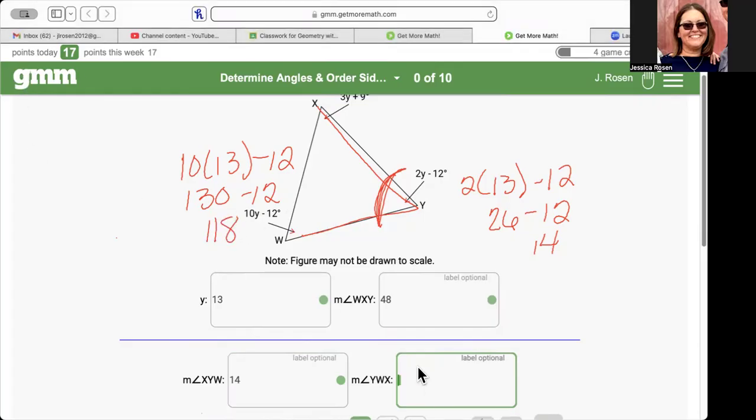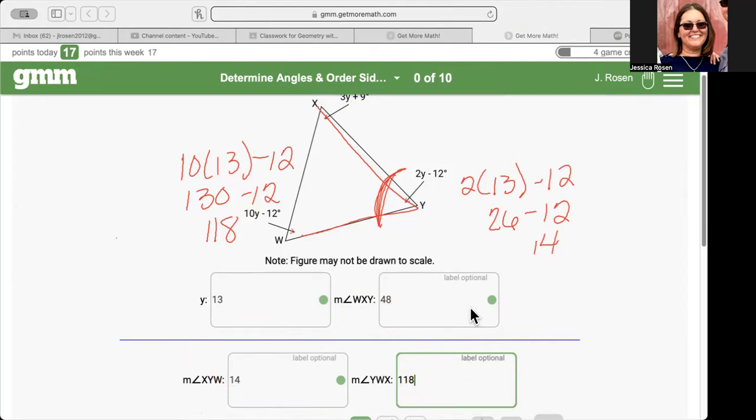Okay. And again, if you want to make sure before you hit this last one, you could add all of these together because all of these should add up to be 180 because triangles equal 180. So yes, that's correct.